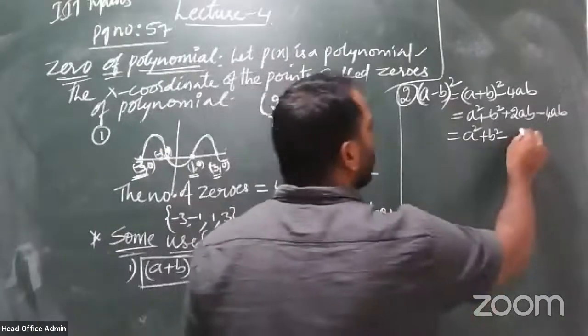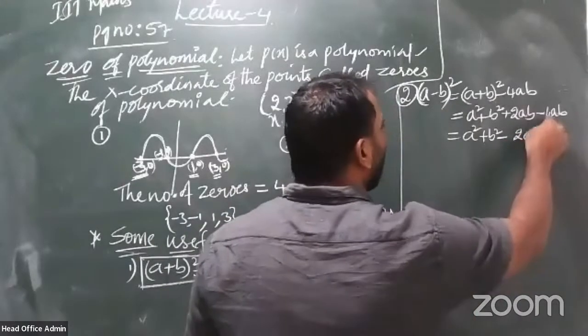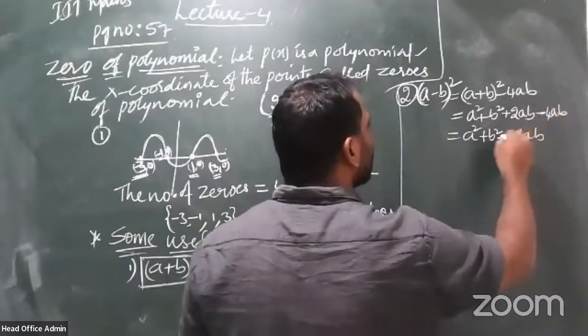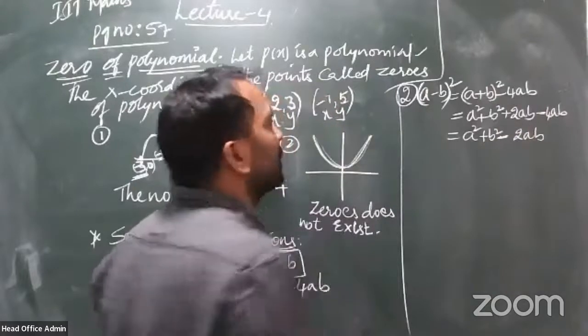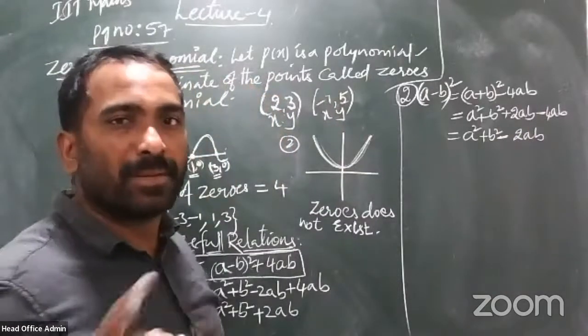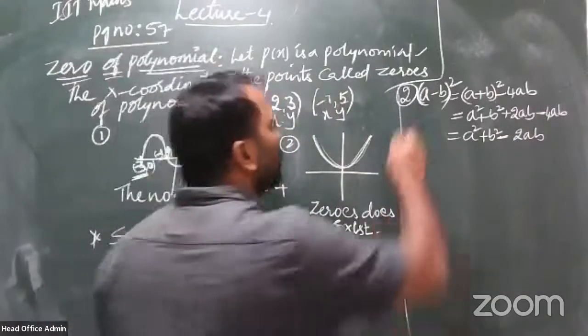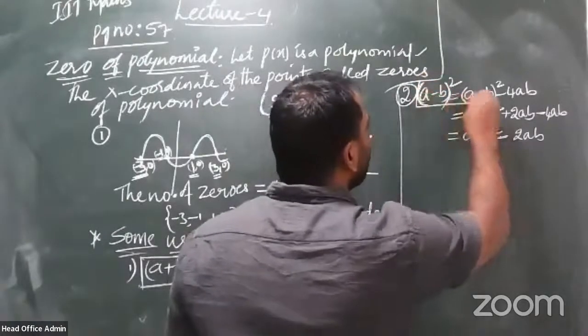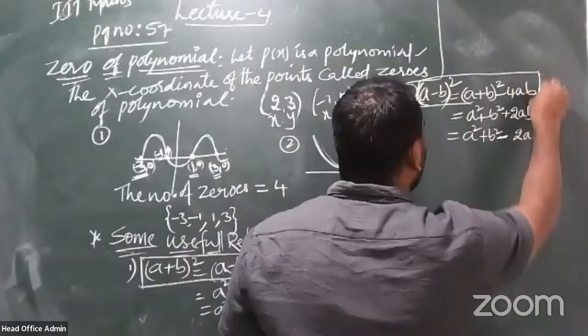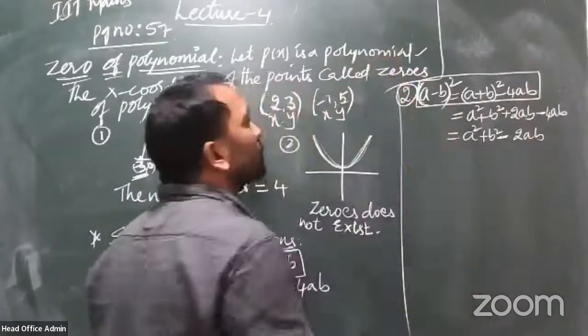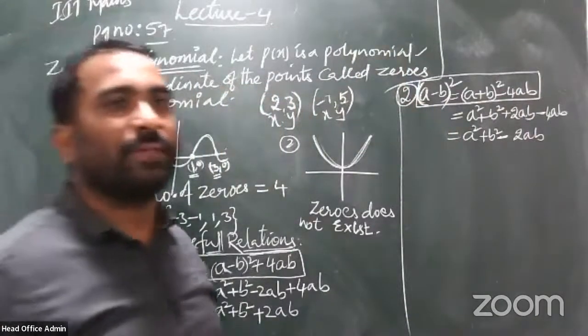So 2 minus 4 is 2. 2 and the biggest number is 4. It contains a minus sign, so I'm just keeping the minus sign. So it will become a square plus b square minus 2ab. So by this we can say that (a minus b) whole square can be written as (a plus b) whole square minus 4ab. Okay, very important thing.